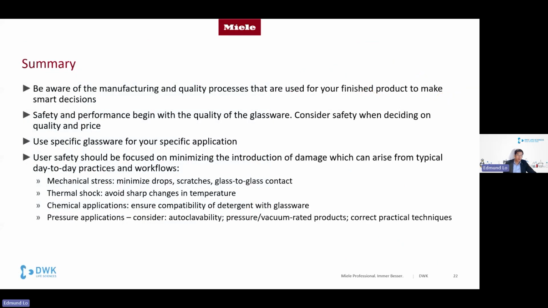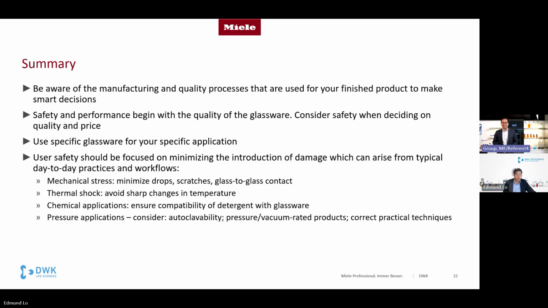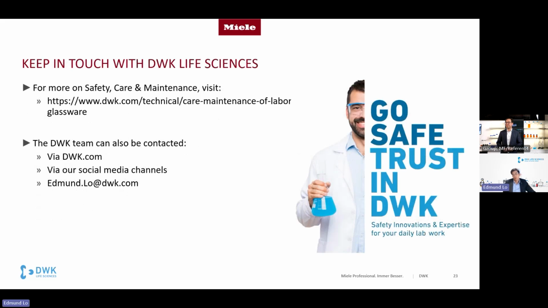So thank you for everybody for listening. As a summary, again, be aware of the manufacturing and quality processes. Safety and performance begin with the quality of the glassware. Use specific glassware for specific applications. And today we went through some ways we could mitigate risks from mechanical stress, thermal shock, chemical applications, and pressure applications, and hopefully they can be correctly applied in your day-to-day work or your customers' day-to-day work.